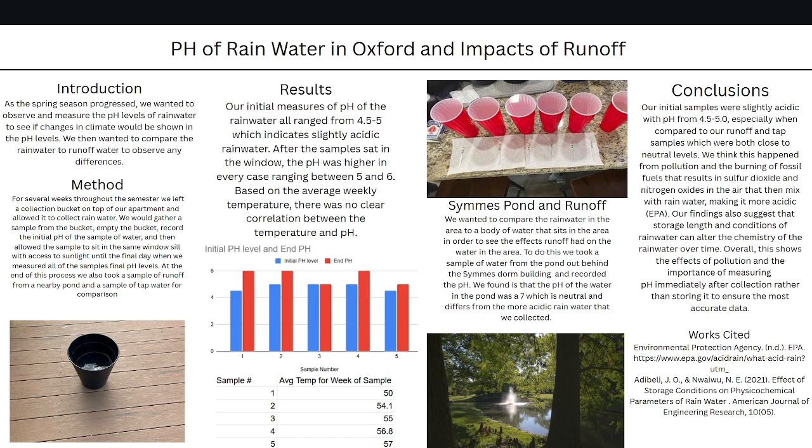After it would rain, we would gather a sample from the bucket and then empty the bucket and then record the initial pH of the sample that we took. After that, we'd let the sample sit. We had it sit in the same spot until the end of our process, which means that all the samples that we collected were affected by sunlight at some point.